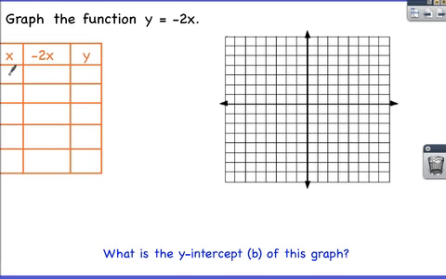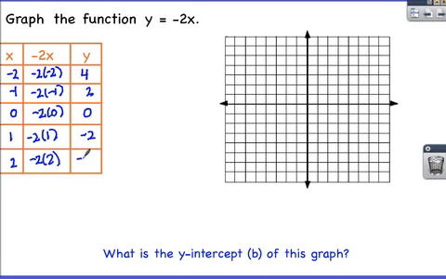In this example, a domain of negative 2, negative 1, 0, 1, 2 would work just great. We can substitute those numbers in and solve for y. And then we plot our ordered pairs. Negative 2 comma 4. Negative 1, 2. 0, 0. 1, negative 2. And 2, negative 4. And then we use a straight edge.